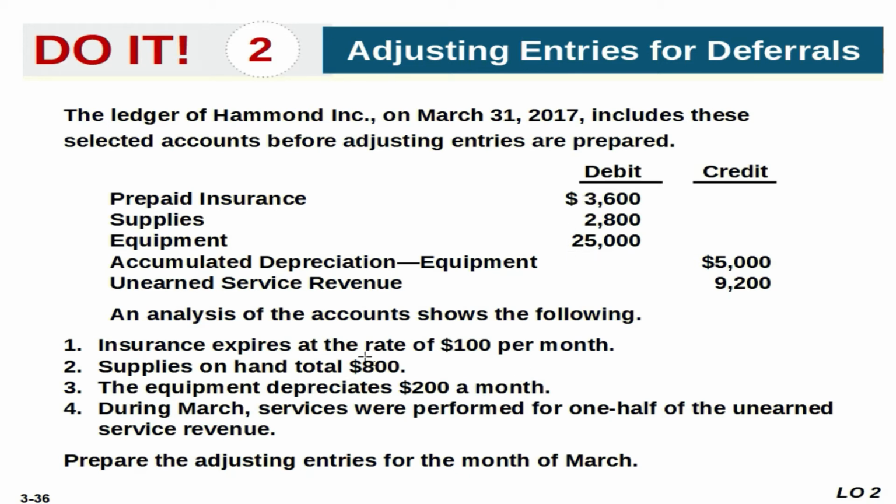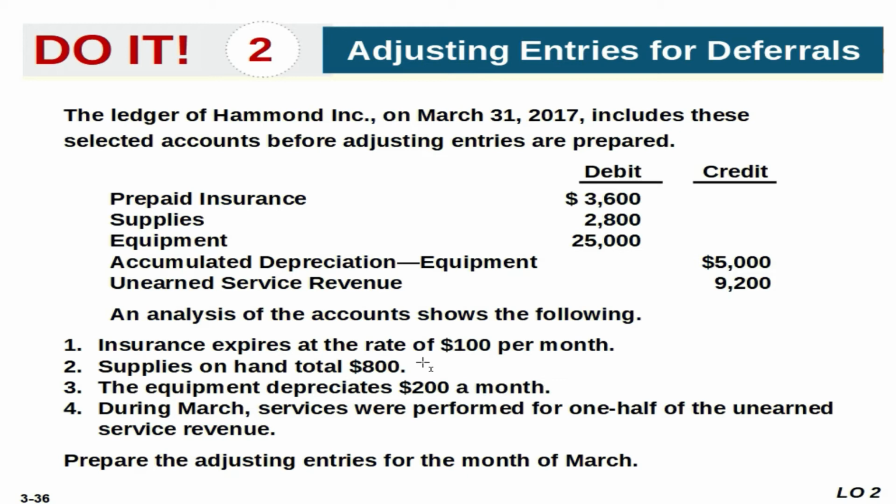So that's insurance, at a rate of $100 per month, and this is monthly, so we're good to go. Supplies on hand total 800. So the first one, they gave us a number, expires at 100 per month. So for a journal entry, we know that the figure that we're going to use is 100 per month. We don't have to do any calculations there. Here, supplies on hand total 800. What does that mean? When it says on hand, that means what you have in that supply closet as a company. What you have left.